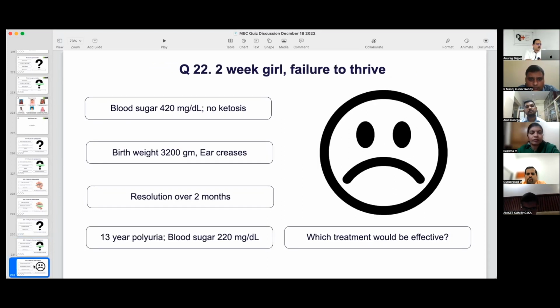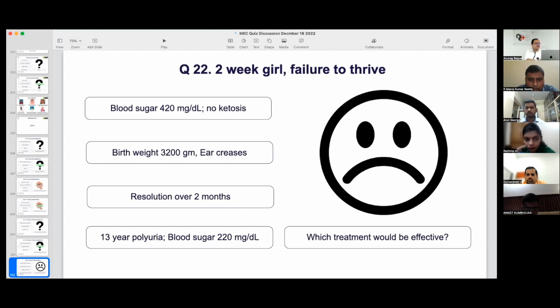And Dr. Somaya, your direct question is a 2-week-old girl with failure to thrive. Blood sugar is 420, no ketosis. Birth weight was normal. There were ear creases. And then at 2 months, this diabetes went off. Now this girl comes back to you again at 13 years with diabetes again. So what is the effective treatment in this scenario? So neonatal diabetes, resolved, recurrence. Now what do you treat?